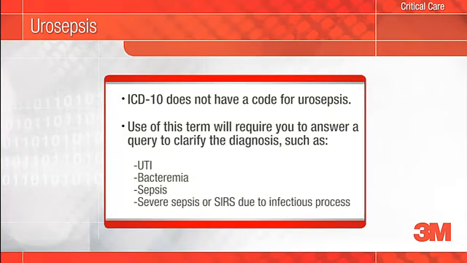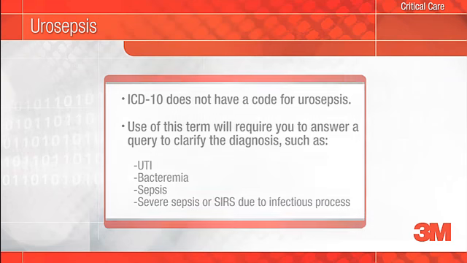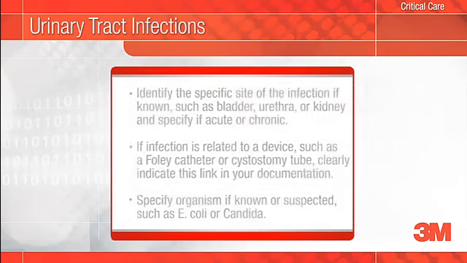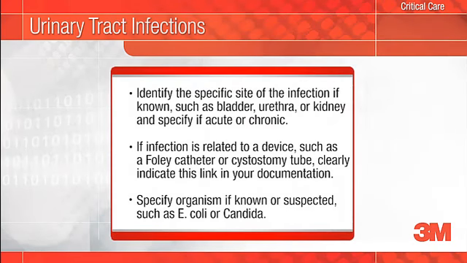If by using the term urosepsis, you mean the patient has a UTI, then document UTI. If you mean the patient has septicemia from a urinary source, make sure to document this. For example, E. coli sepsis due to UTI. There's not a lot new with urinary tract infections in ICD-10.